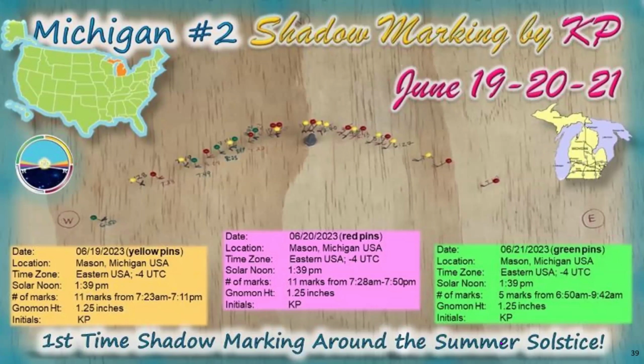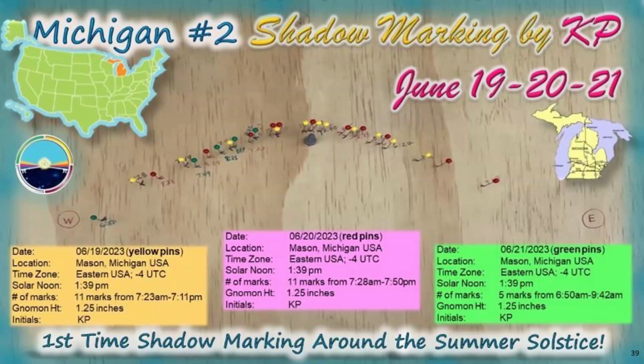My gnomon height was small. The next time I did it, you'll see that my gnomon height is higher. Just kind of monkeying around with it. Just having fun with it, right? Just practicing, and she had time to do this on the 19th, the 20th, and the 21st. Really good practice because you're going to want to do that around the straight line shadow day. So this is the first time shadow marking around the summer solstice for Kim that she's ever done it. Done a really good job.